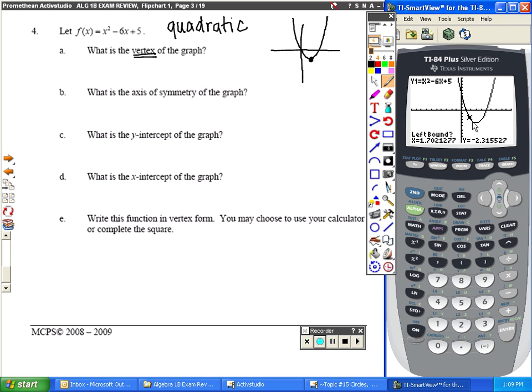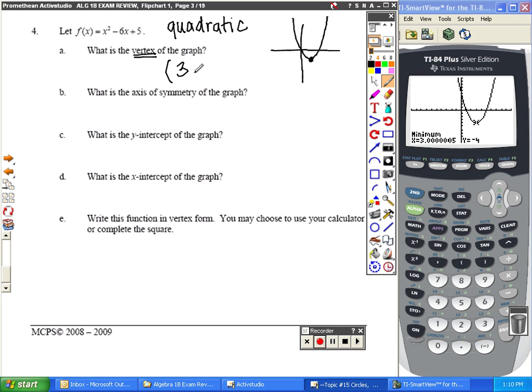Now, the first thing you have to do is be on the left of the vertex. Then you push enter. Then you use the right arrow to go to the right of the vertex. And just to make sure that you're doing this right, you want to look at these 2 arrows and make sure they're pointing to each other. It tells you can guess, but I'm just going to push enter. These 2 numbers you can round. So the vertex of my graph is 3, negative 4.